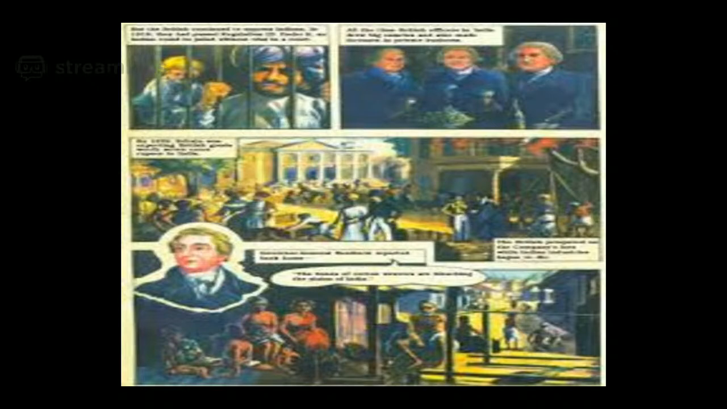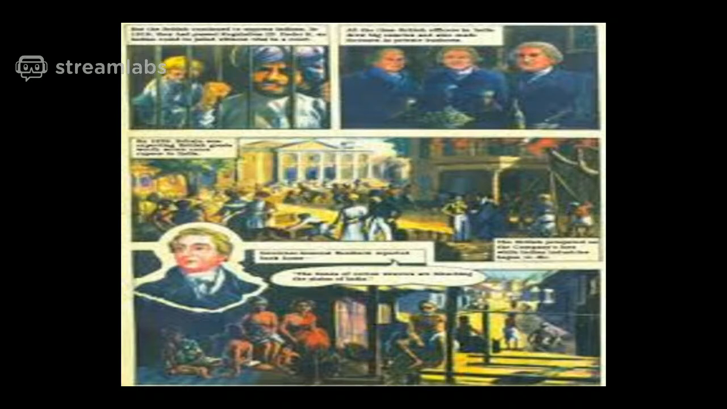Another cruelty of the British was Regulation 3. They passed Regulation 3 in 1818. Under it, an Indian could be jailed without trial in court. If they were angry with anyone, or offended by someone, they would send him to jail. And all the time, these were British officers.